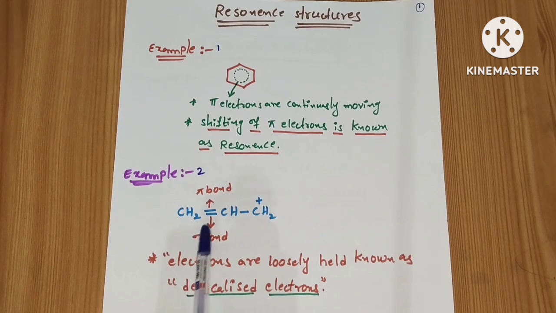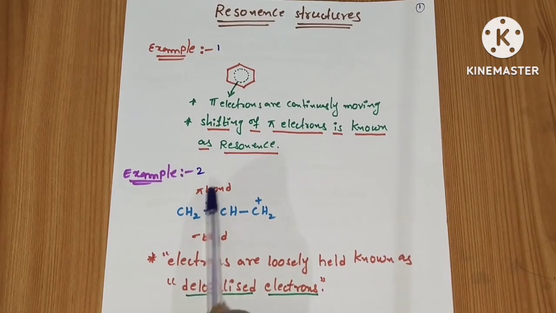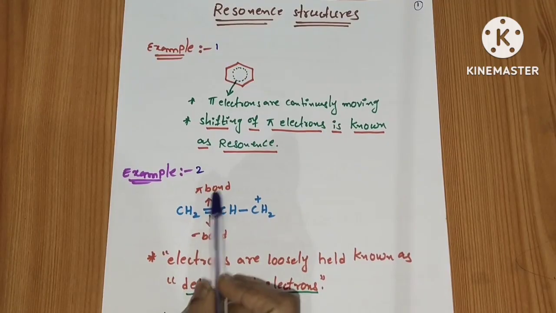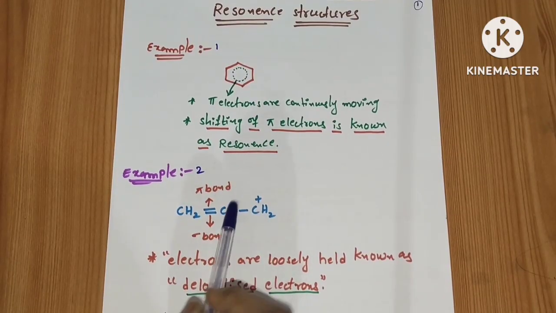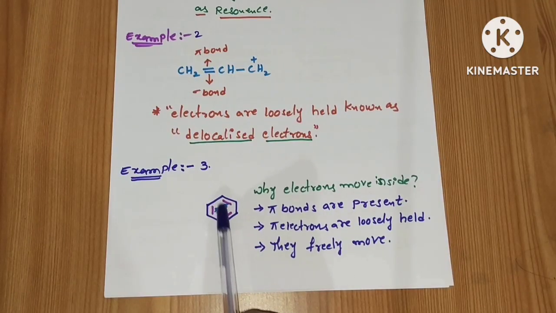Now observe carefully. In a pi bond, electrons are loosely held between atoms and move freely. These freely moving electrons are known as delocalized electrons. We have learned that electrons are loosely held in pi bonds and they move freely inside the molecule. Now again consider the benzene structure. We know that there are alternating double and single bonds present in a benzene structure. So this is a pi bond, this is a second pi bond and this is a third pi bond.